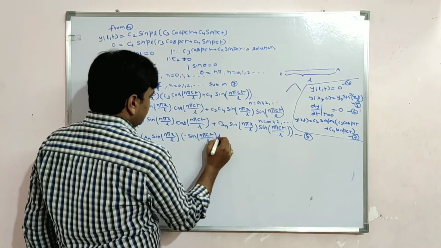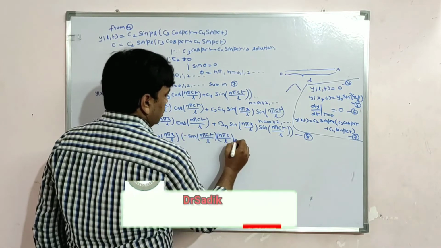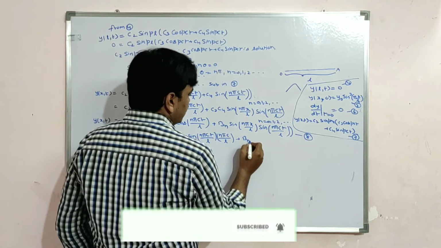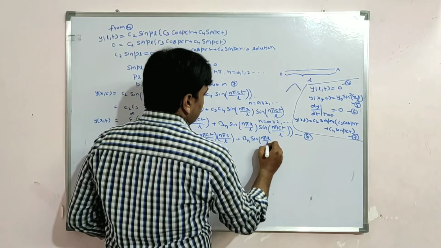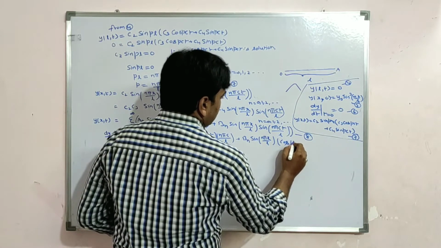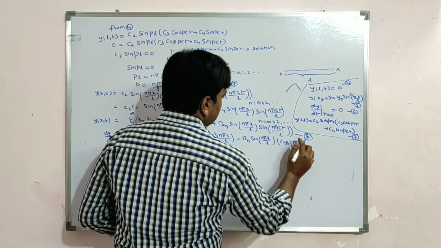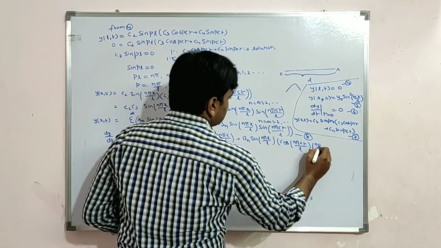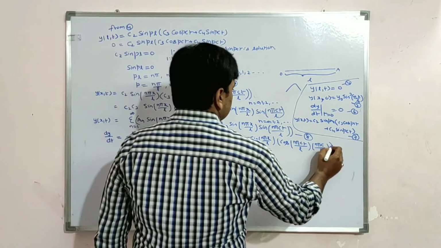So we get here n pi c by L, plus bn into sin(n pi x by L) into the derivative of sin, so cos(n pi ct by L) into n pi c by L, bracket close.